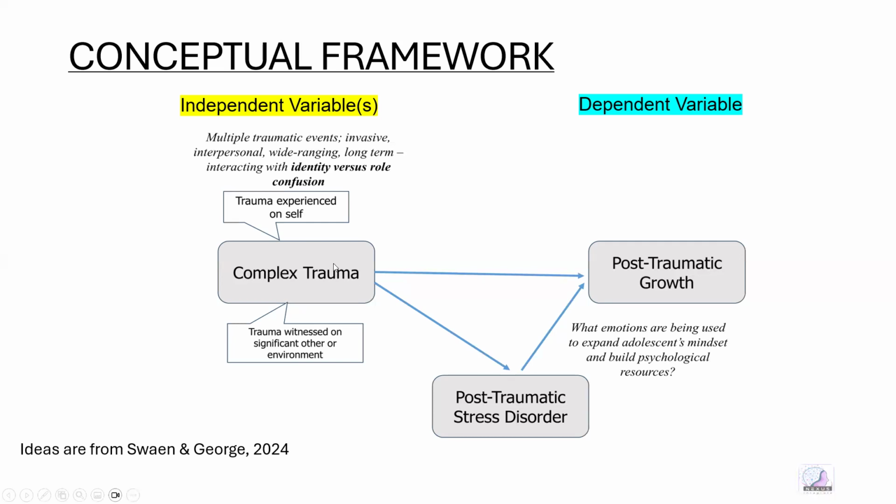So complex trauma will lead to post-traumatic growth. This is the arrow here. We are saying complex trauma will lead to post-traumatic stress disorder. But look at this one. We are also saying that post-traumatic stress disorder could lead to post-traumatic growth. We'll see how that one works. And hopefully we'll share what the results are so you have an idea how the golden thread connects to the end, okay?